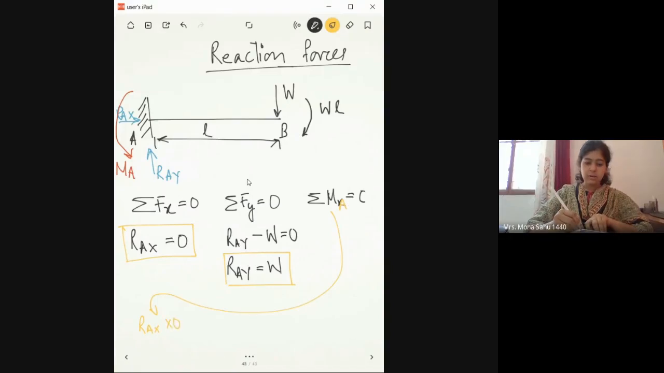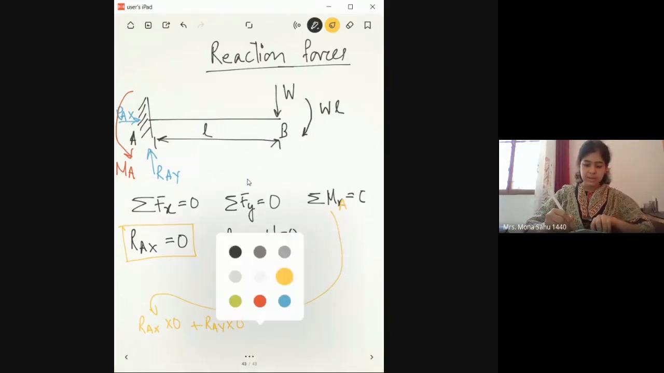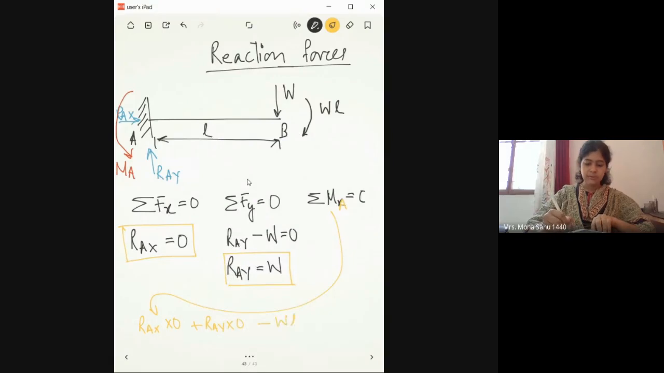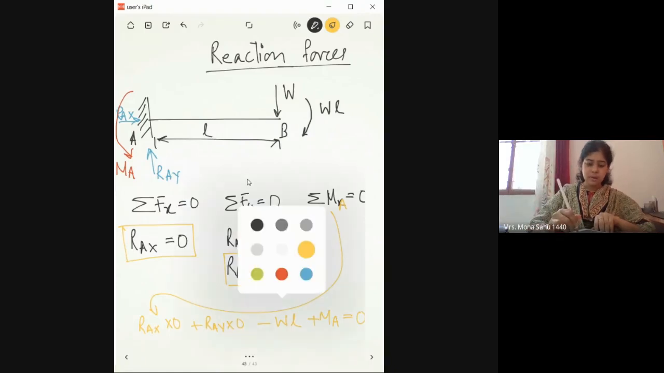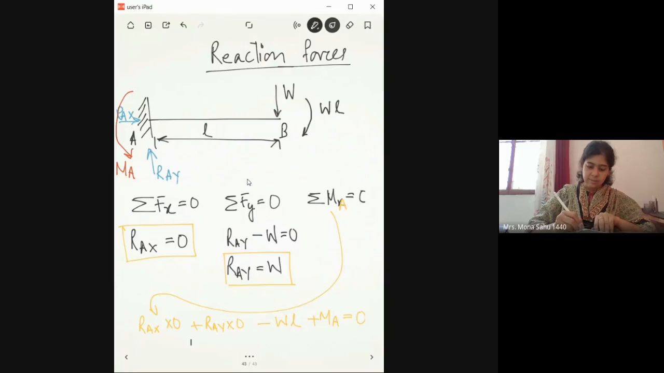And then you've got Ray multiplied by 0. Then you have this WL, which is minus WL, clockwise direction, right? So minus WL, and you have an anti-clockwise MA equal to 0. Clear? Okay. So finally you have MA is equal to WL. So this is your MA.